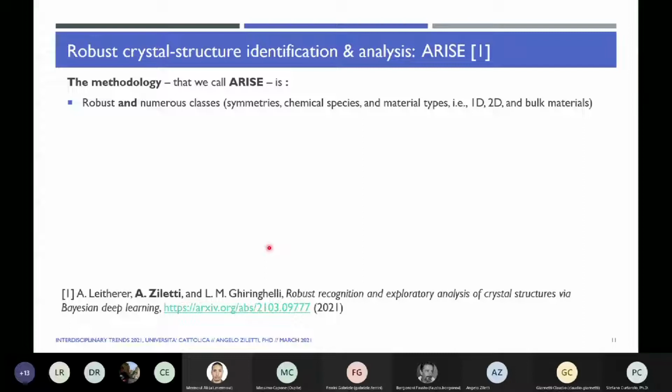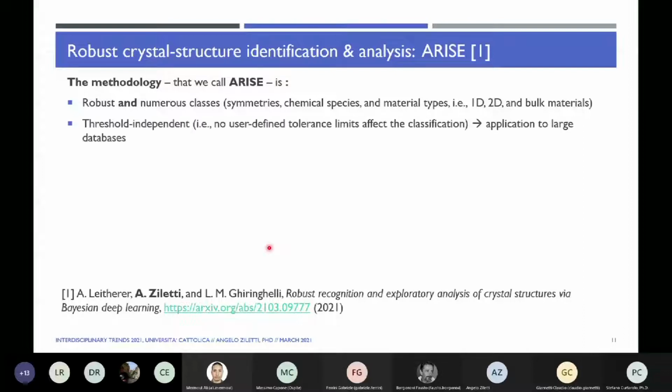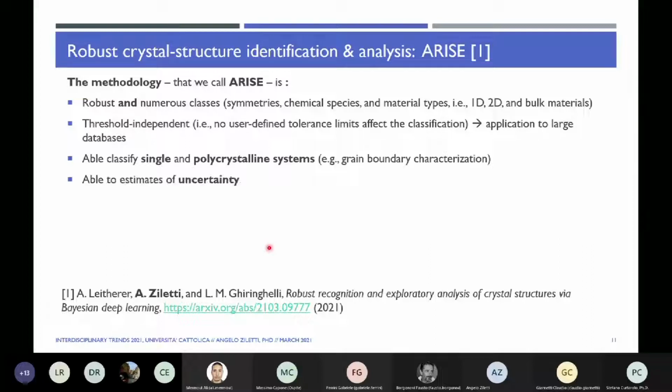In particular, lots of material types, including 2D materials, for example carbon nanotubes, and bulk materials. It should be threshold independent, in the sense that you don't want to put a threshold beforehand to define when a material belongs to one class or another, which is impractical with large databases. We also want to classify single and polycrystal systems at the same time, and we want to estimate the uncertainty, so we know when we are uncertain about our predictions. And we also want to use this for exploratory analysis, so doing unsupervised learning.